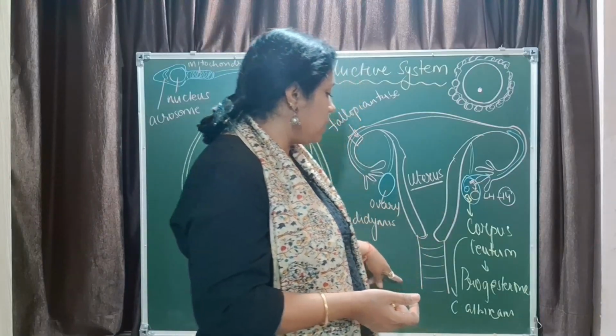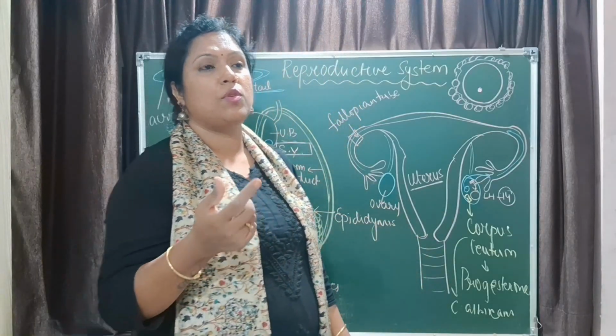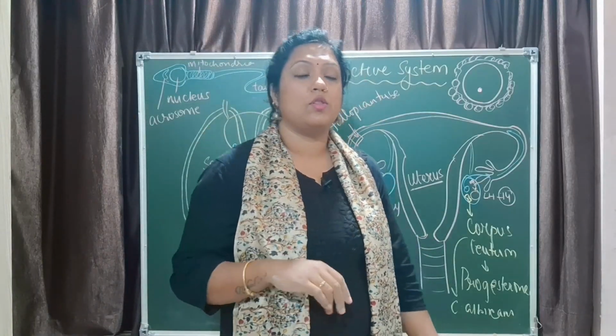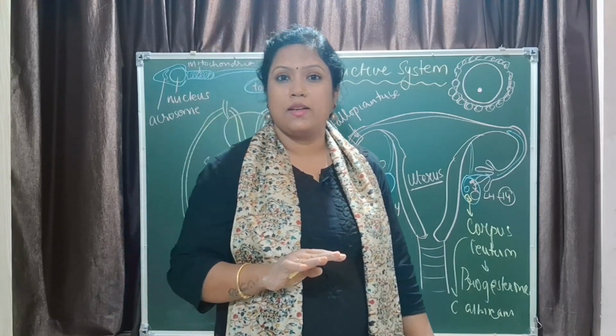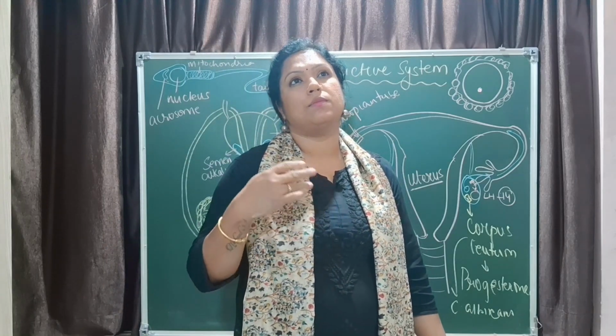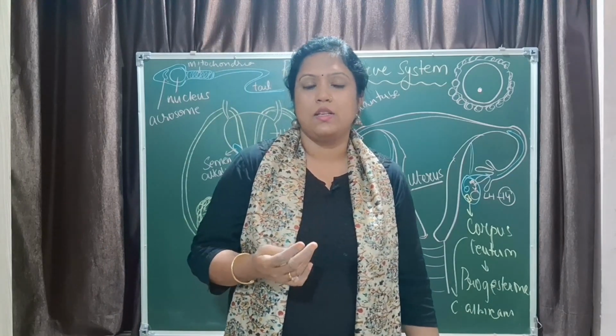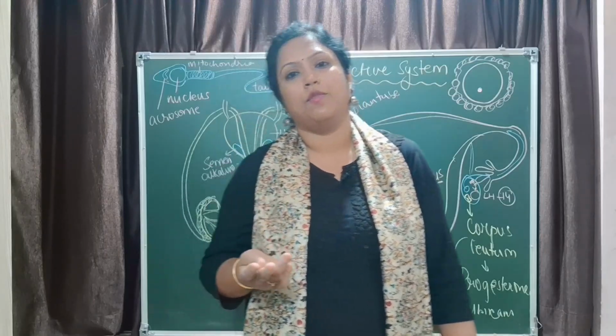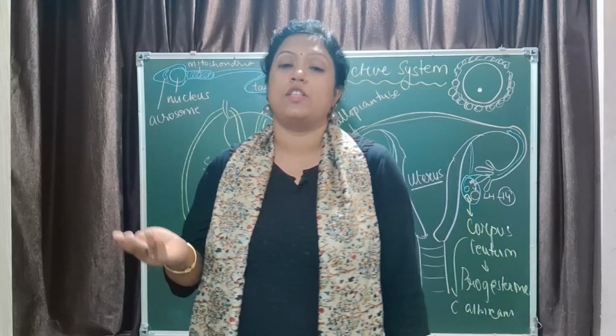Now the levels of estrogen, follicle stimulating hormone, all the hormones regulate the menstrual cycle. Initially when the FSH is released, it helps in the formation of primary follicles, which increases the level of estrogen.